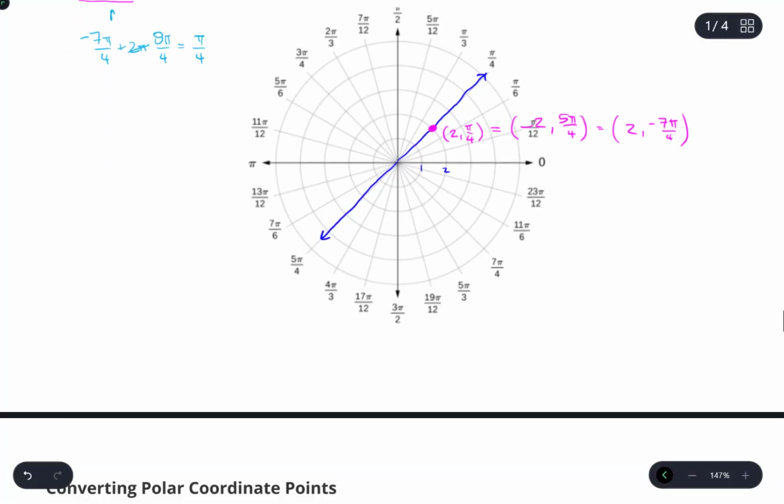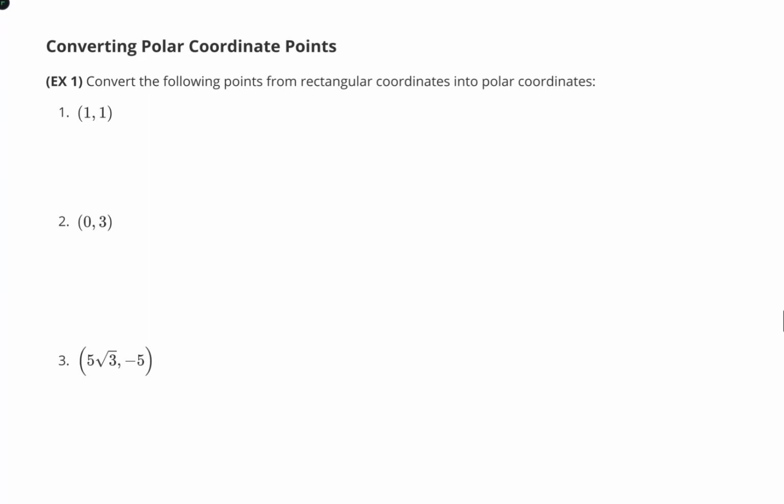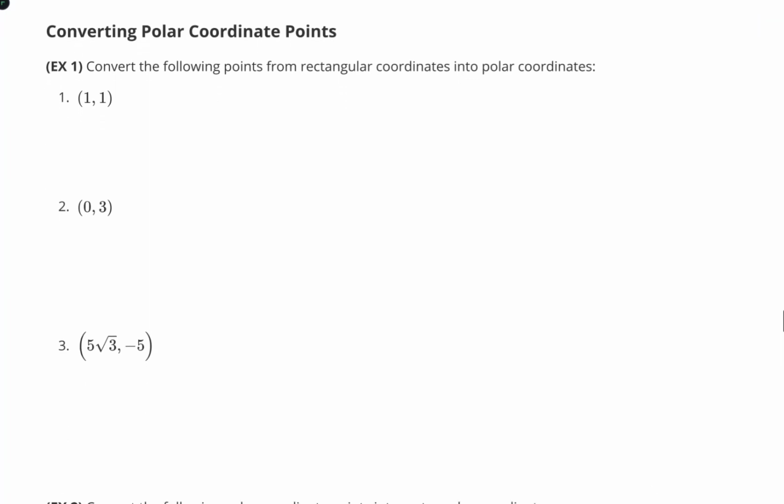Let's now take a look at converting polar coordinates. So I've got a few points that will go from rectangular coordinates into polar, and then a few more examples going the opposite direction. So we'll see both here.